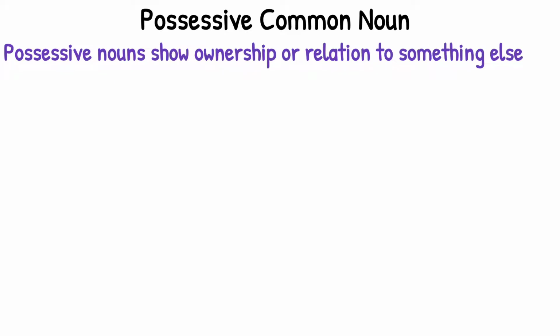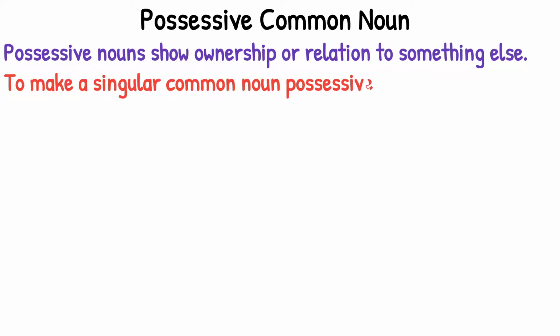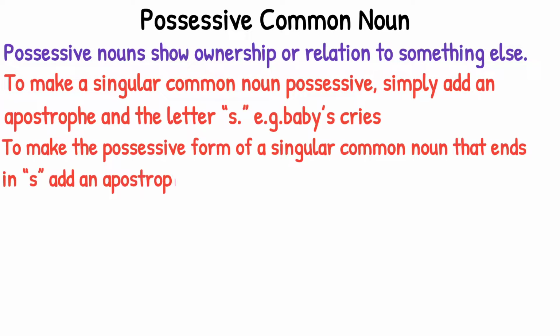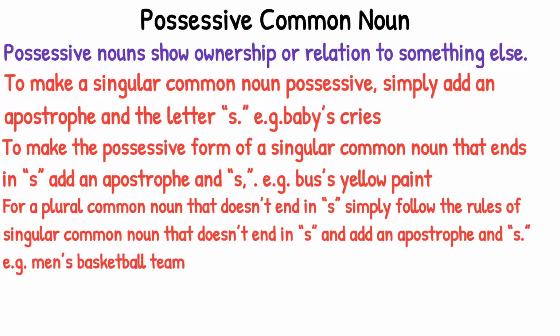Now let's talk about possessive common nouns and proper nouns and some of the rules with which the possessive of these nouns can be made. Possessive nouns show ownership or relation to something else. To make a singular common noun possessive, simply add an apostrophe and the letter s. For example, baby's cries. To make the possessive form of a singular common noun that ends in s, add an apostrophe and s. For example, bus's yellow paint. For a plural common noun that doesn't end in s, simply follow the rules of a singular common noun and add an apostrophe and s. For example, men's basketball team.